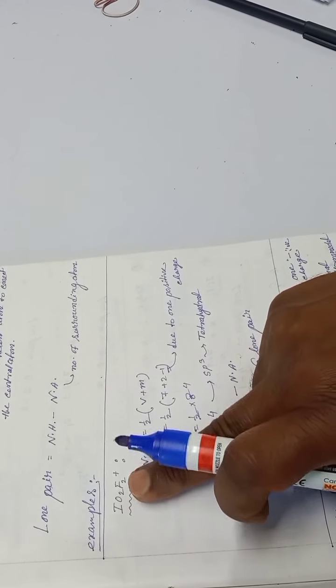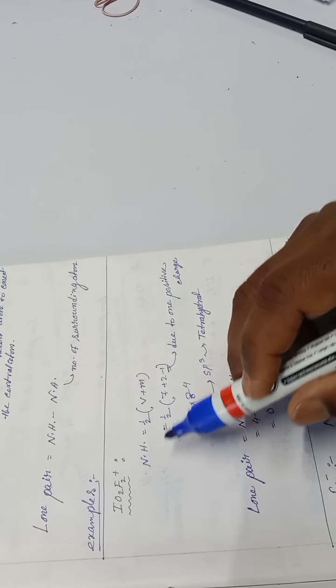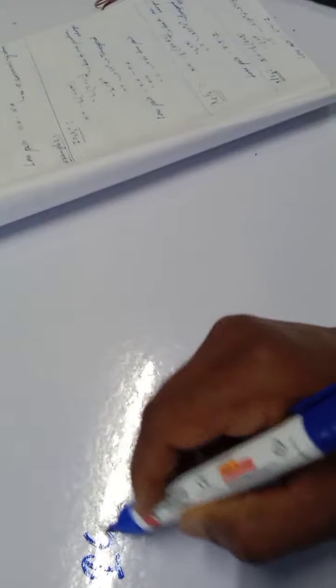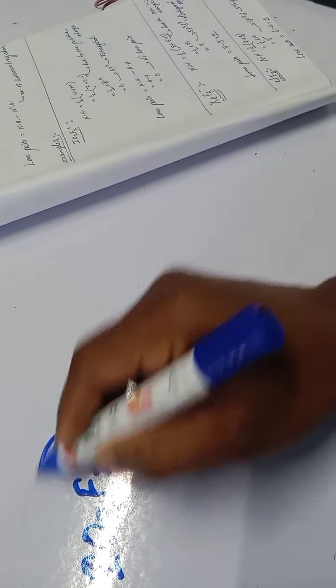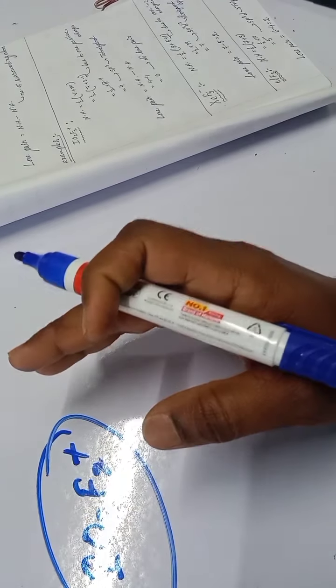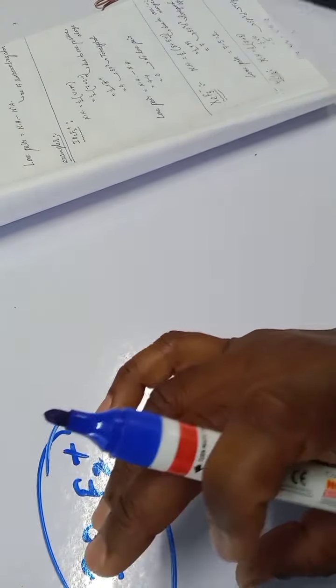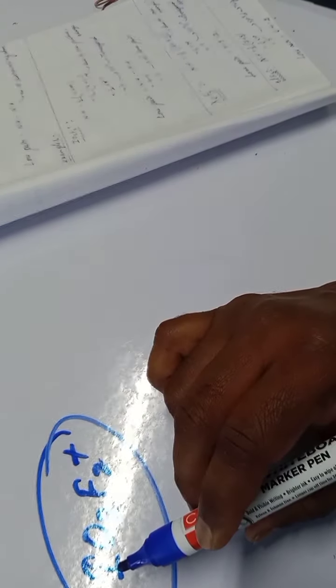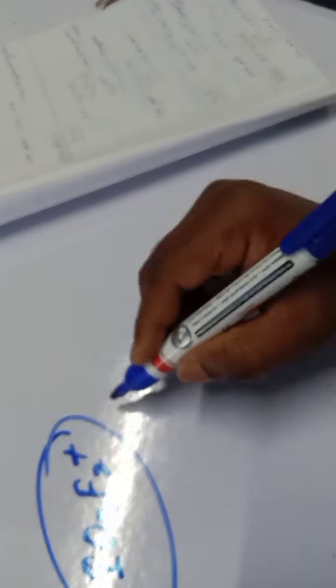Now the example: IO2F2 plus. For IO2F2 plus, the number of hybridization is half of V plus M, where V is the valence electron. In this particle, the first part is mainly positive and the second part mainly negative. The first part relates to the central atom. Iodine is the central atom.